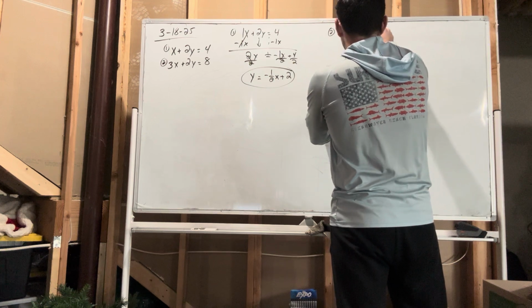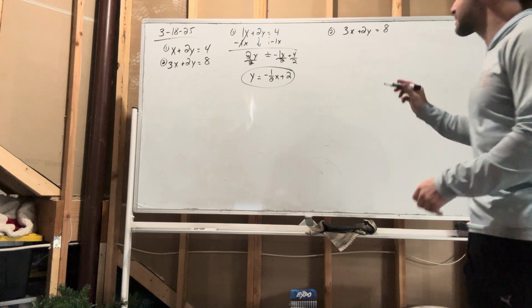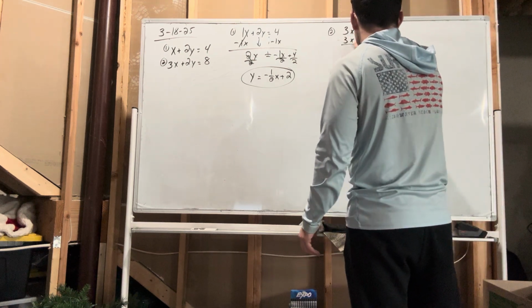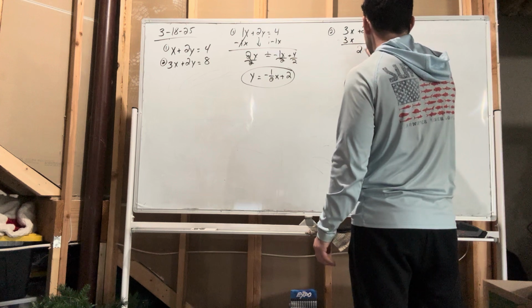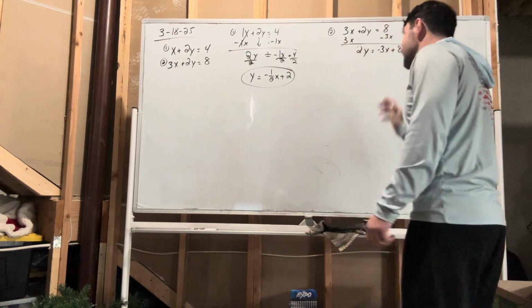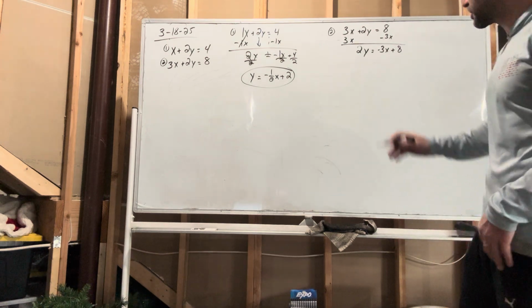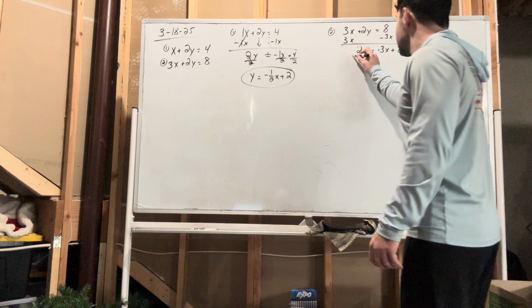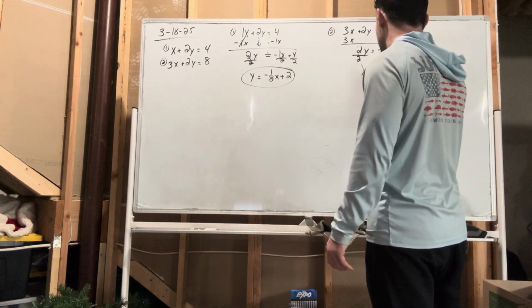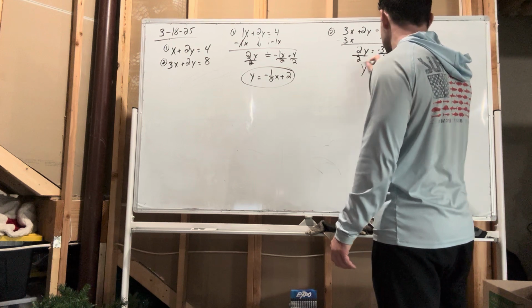3x plus 2y equals 8. Once again, we need to get the y by itself. So I'm going to subtract 3x from both sides. That leaves me 2y equals -3x plus 8, because you cannot combine those. You cannot combine your variable, your coefficient, with your constant. Divide each individual thing by 2. That leaves me y equals -3/2 x plus 4.